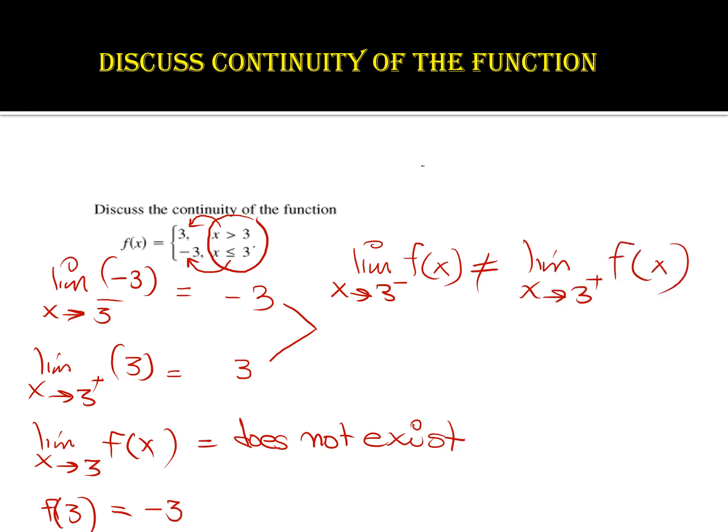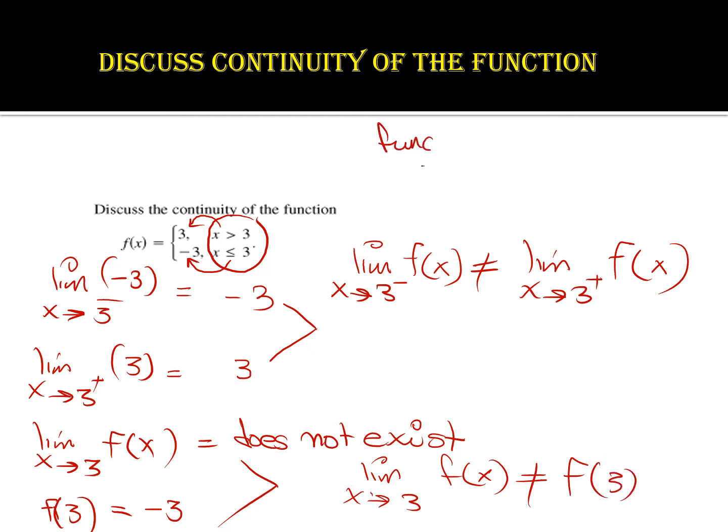So of course if the first condition is not fulfilled, how can the second condition be fulfilled? But you just write the limit as x approaches 3 from both sides is not equal to the function at 3. So what is the conclusion? The conclusion is that the function is discontinuous at 3. So I hope that you understood the concept of how we can find out or discuss the continuity of the piecewise function. In the next video we will see how we can sketch the graph in order to determine the kind of discontinuity of the piecewise function.